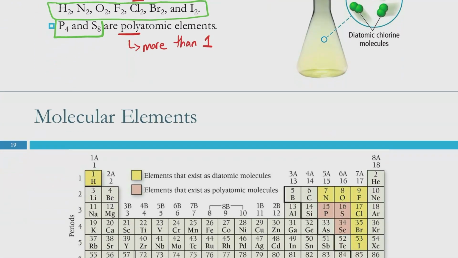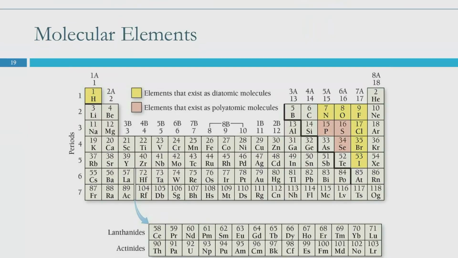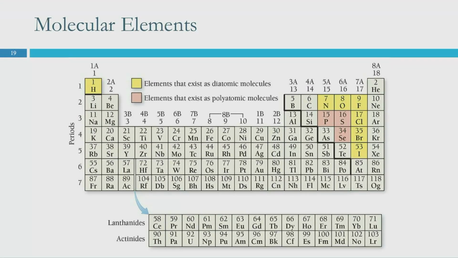Okay, so starting off with our molecular elements. Here they are, our beautiful, wonderful molecular elements. We've got hydrogen, oxygen, fluorine, chlorine, bromine, iodine. There are a couple of mnemonic devices for remembering our diatomic molecules.